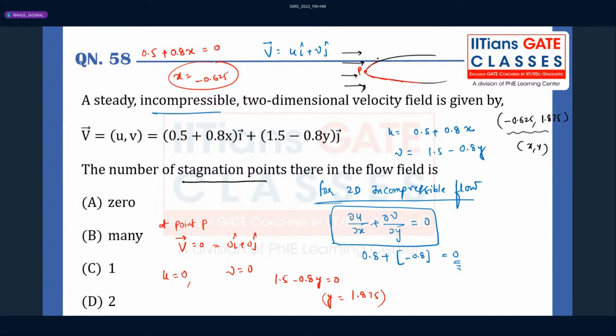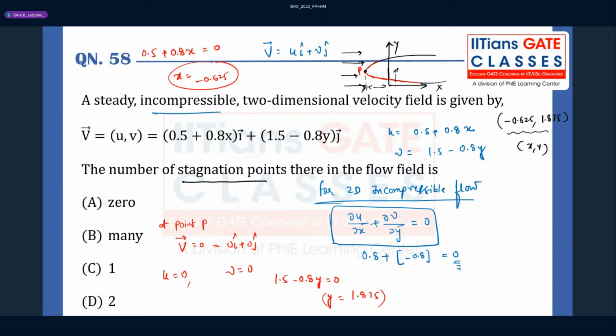Somewhere here, where we have allocated the point, there might be some origin. The origin might be like this, where the point P distance is -0.625 and 1.875. Only one stagnation point we are getting.